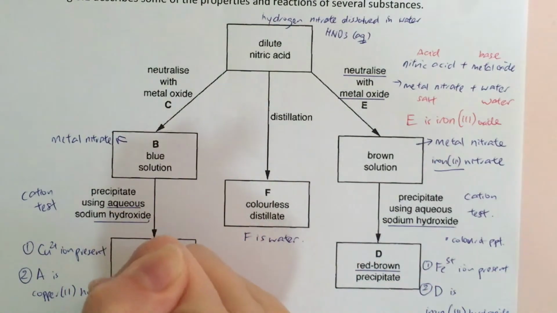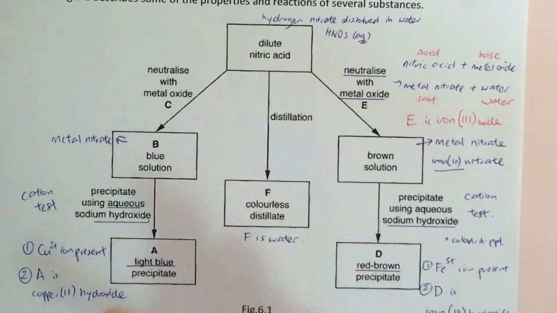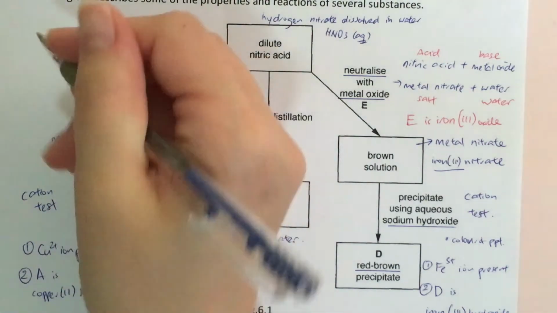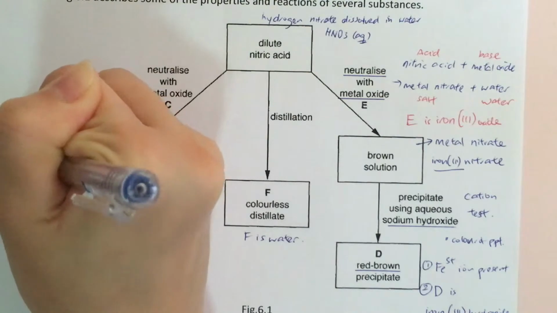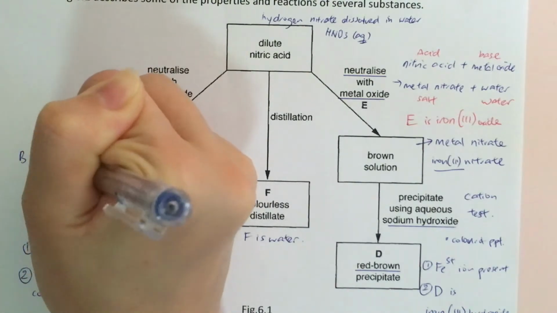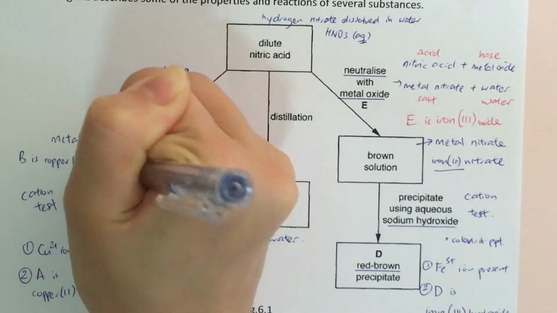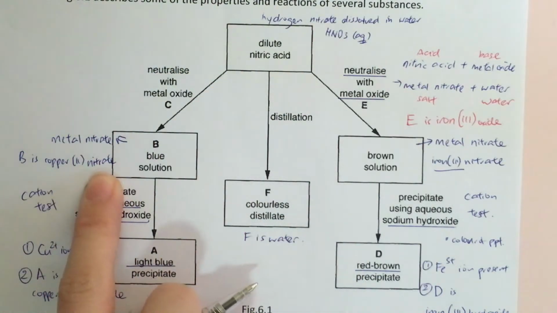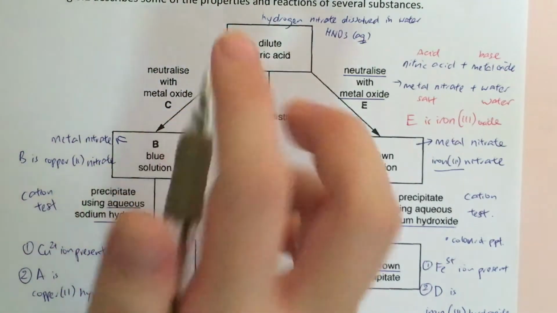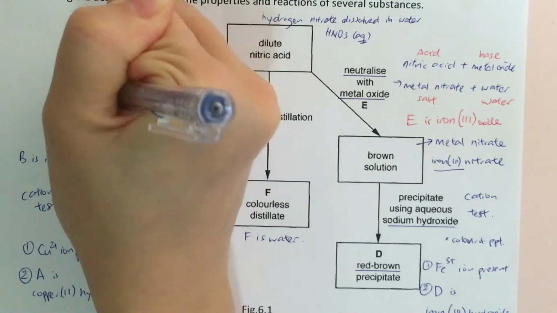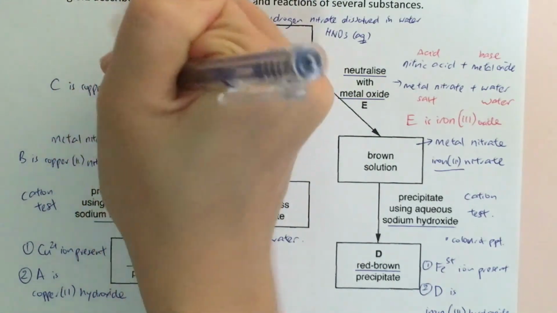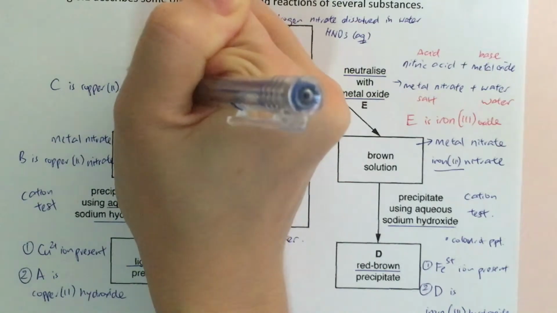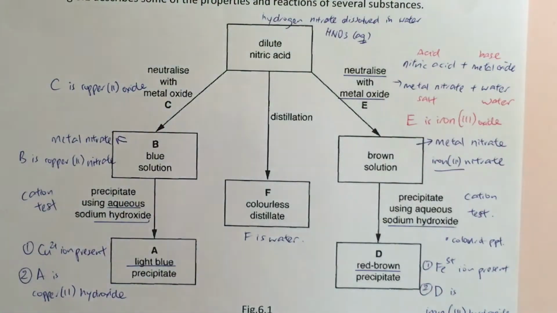So we move backwards. If we have copper 2 hydroxide, our ion was copper 2 ion, so our nitrate will be copper 2 nitrate. So B is copper 2 nitrate. And if you move up, then C would be copper 2 oxide, because it is the presence of the Cu2+ ion that gives you the changes.